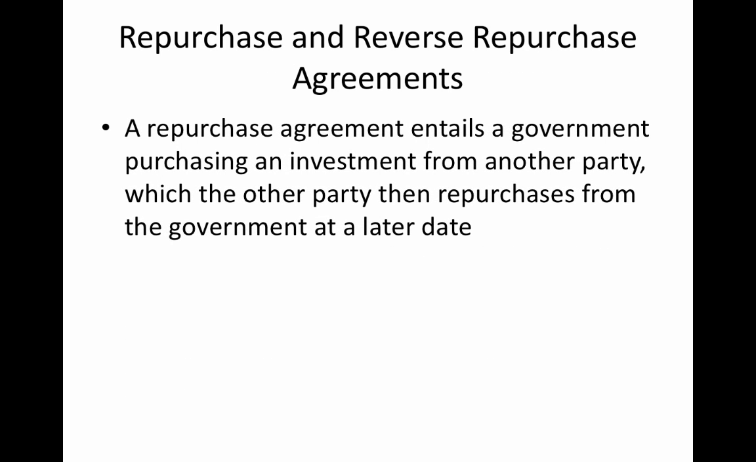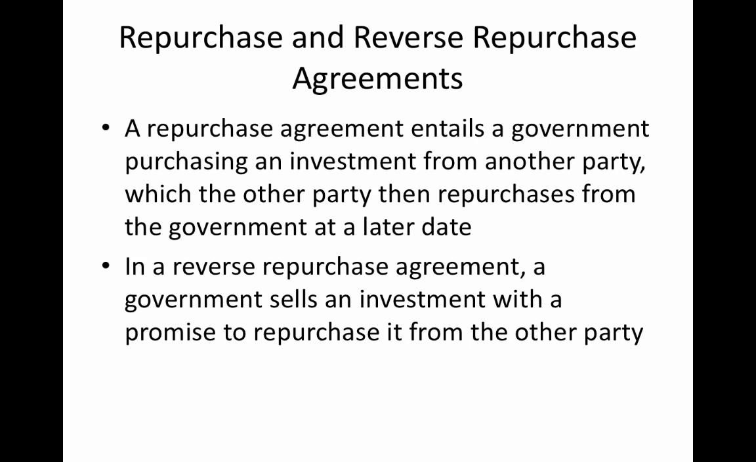Two particularly common forms of transactions, particularly among larger governments, are repurchase agreements and reverse repurchase agreements, otherwise known as repos and reverse repos. In a repurchase agreement, a government purchases an investment from another party, usually a financial firm, and then the other party is required at some date in the future to repurchase that investment from the government. And a reverse repurchase agreement just flips the relationship. The government is selling the investment to this other party and promises to repurchase that investment at a later date from that party.